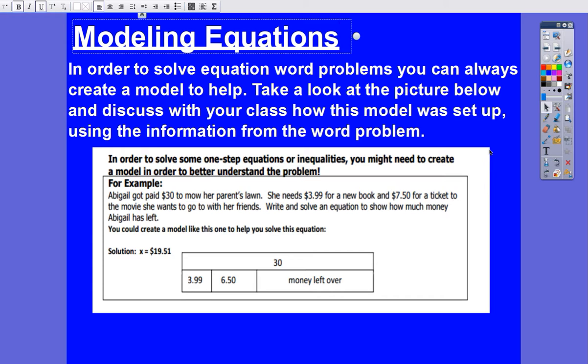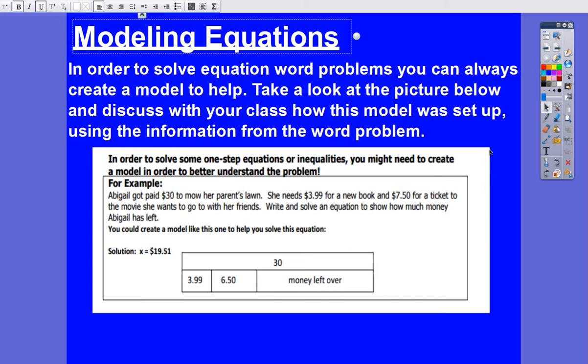Okay, so the example is Abigail got paid $30 to mow her parents' lawn. She needs $3.99 for a new book and $7.50 for a ticket to the movie she wants to go to with her friends. Write and solve an equation to show how much money Abigail has left.